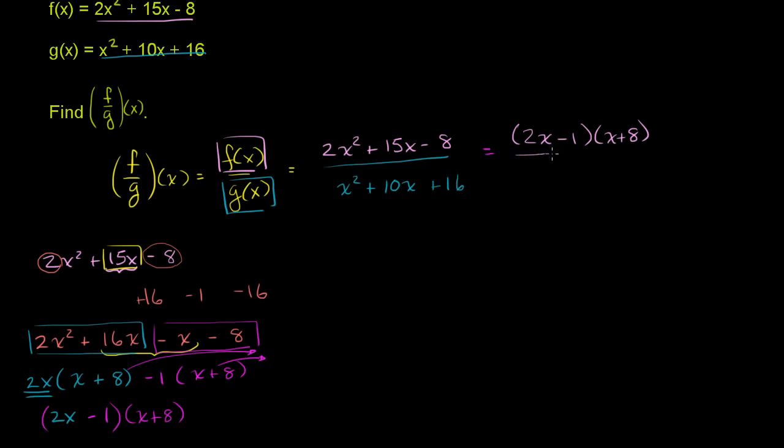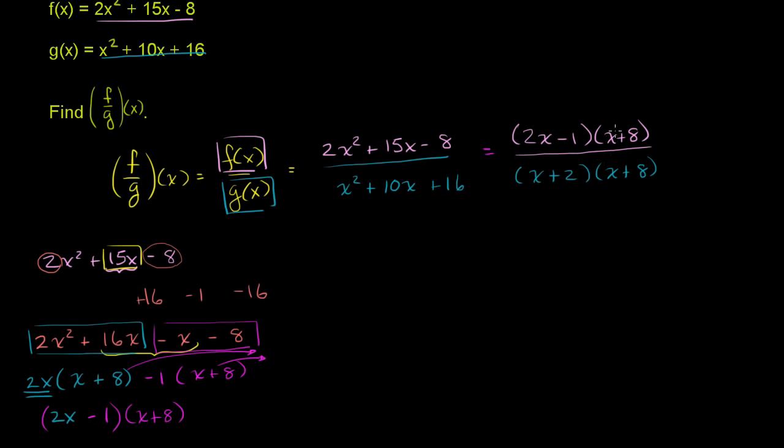And now let's see if we can factor the denominator. And this one's more straightforward. The coefficient here is 1. So we just have to think of two numbers that when I multiply them, I get 16, and when I add them, I get 10. And the obvious ones are positive 8 and positive 2. So we can write this as x plus 2 times x plus 8. And now we can simplify it.